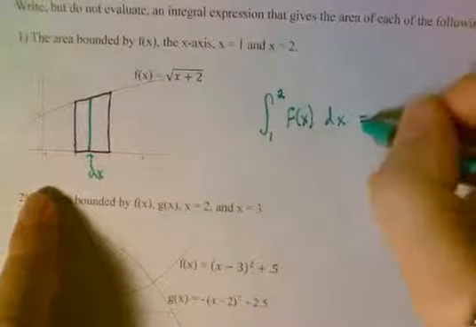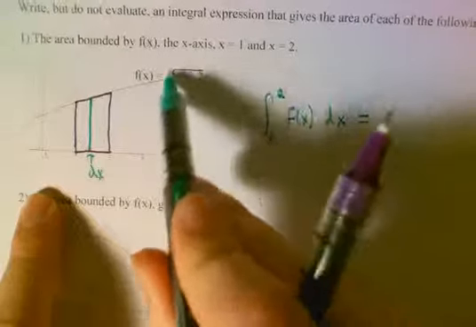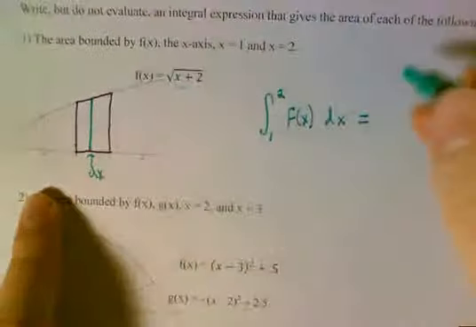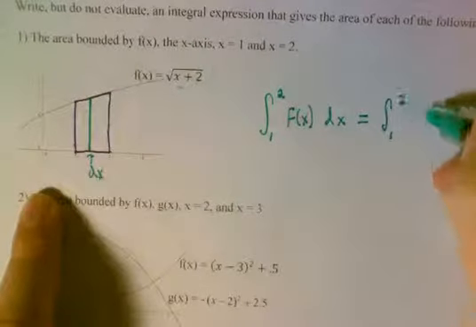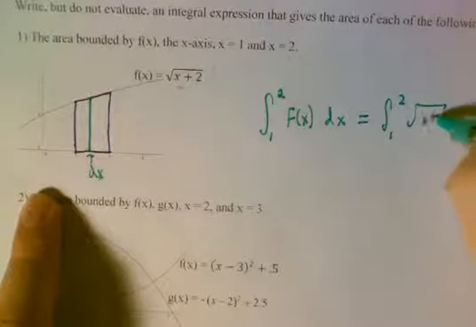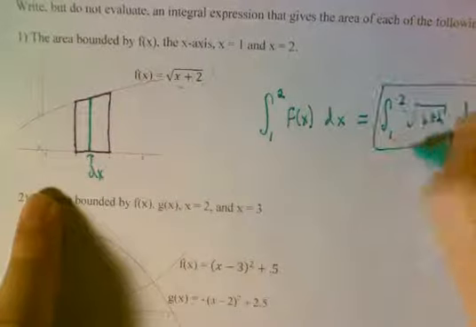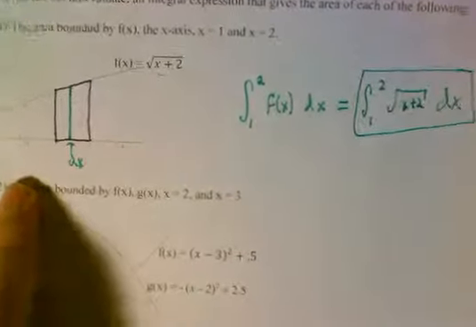What we can also do is plug in, because we know what f of x is. So we would say the integral from 1 to 2 of the square root of x plus 2 dx. And there's our answer.